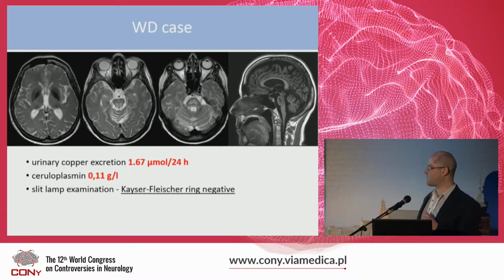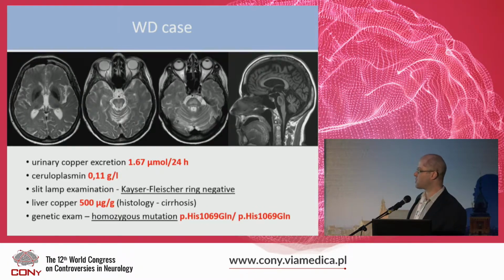And in fact, the urinary copper excretion was increased, the ceruloplasmin was decreased, the slit lamp examination revealed no Kayser-Fleischer ring, and at the next stage, the liver copper was increased, and the genetic exam confirmed the most prevalent mutation in Central Europe. There are 3 learning points in this case study.